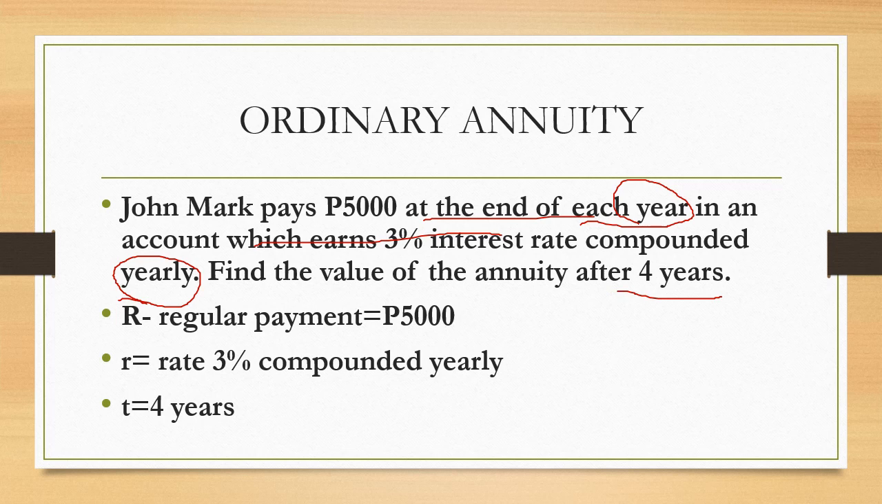So let us identify the given. The big letter R will stand for our regular payment, which in this case is 5,000 pesos. The small letter r is still our rate, which is 3% compounded yearly. And t is for our time or term, which is always expressed in years. In this case, that is 4 years.